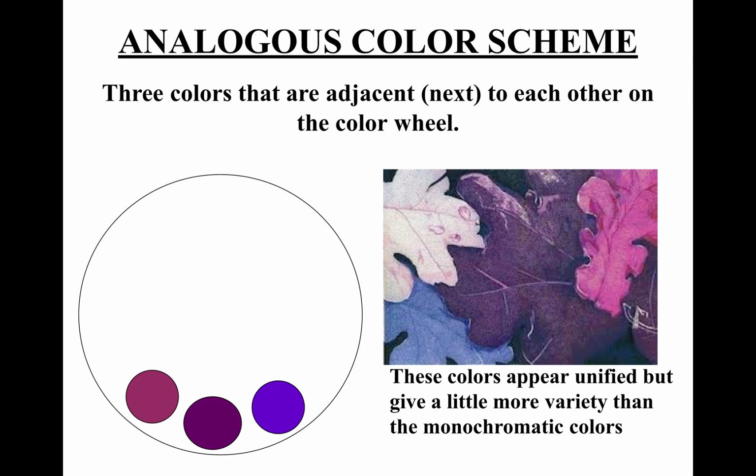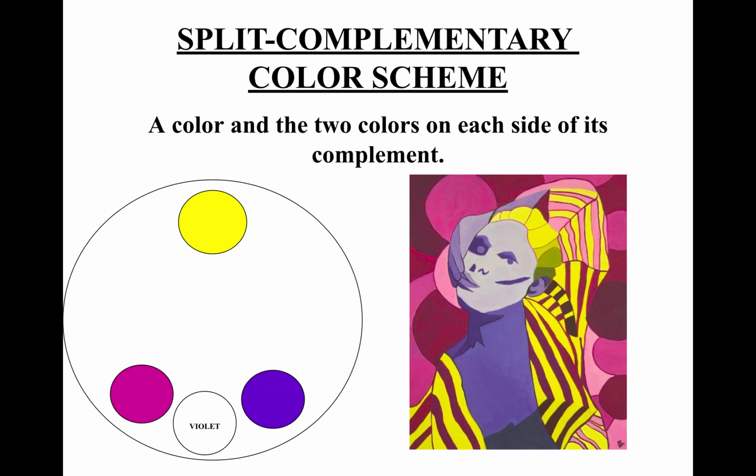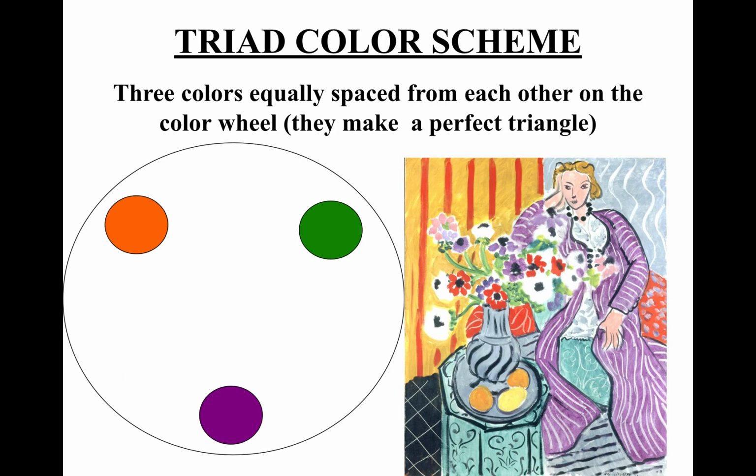Analogous color schemes are colors that are next to each other on the color wheel. Complementary color schemes are opposite on the color wheel. Split complementary color schemes are almost opposite. It's the two colors next to the opposite color on a color wheel. Triadic color schemes are colors that are evenly spaced on the color wheel.